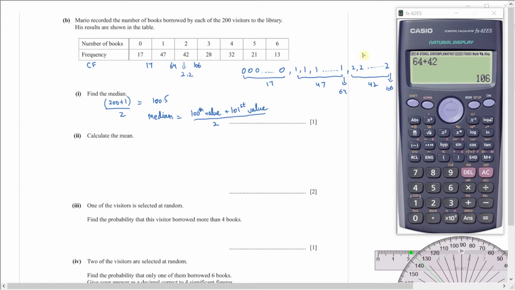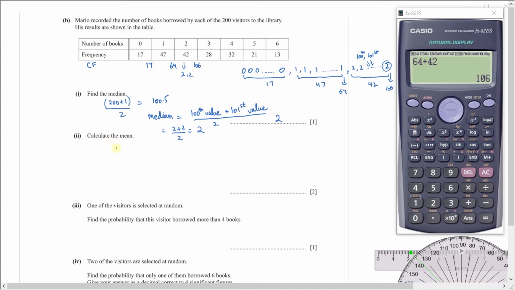So that means your 100th and 101st value is somewhere in this range, because this is the 64th value, this one. This is the 65th, 66th, so on, and the 106th value is this 2 here. So your 100th and 101st values are somewhere here. So these will be both 2s. So median will be 2 plus 2 divided by 2, which is 2.